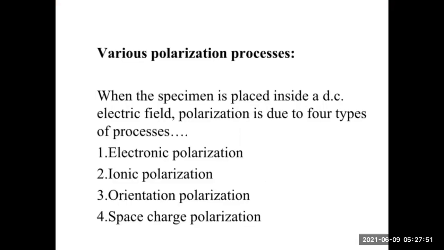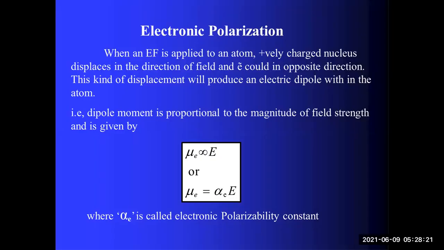Then we move forward to the different polarizations taking place in solids, liquids, or gases. In different forms, the various processes by which the polarization of charges takes place are electronic polarization, ionic polarization, orientation polarization, and space charge polarization. We gave due importance in the last classes to electronic polarization. So how do we define electronic polarization?